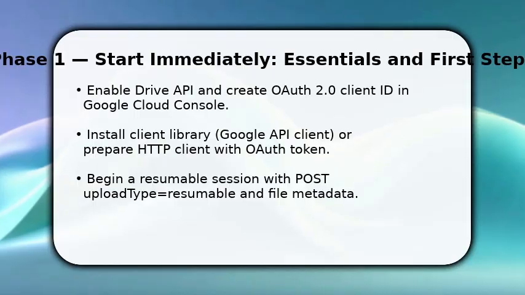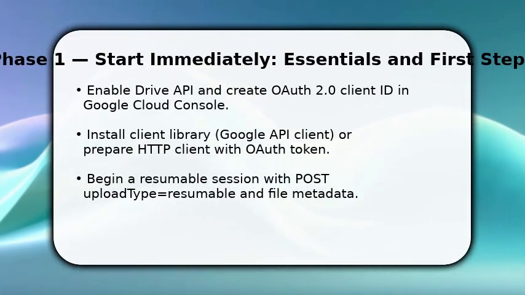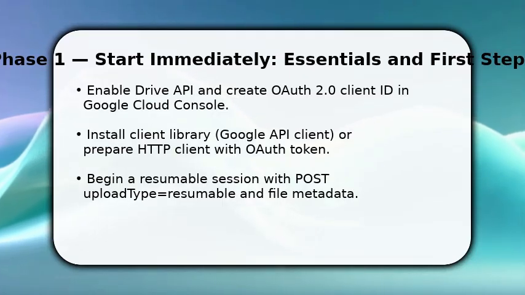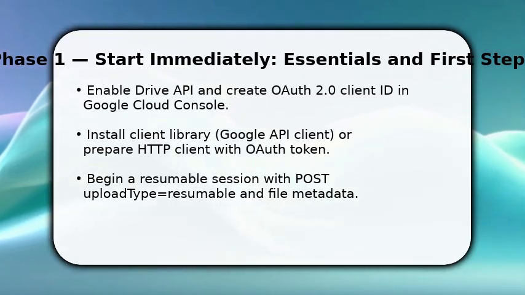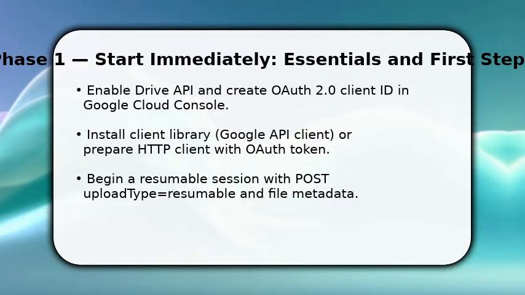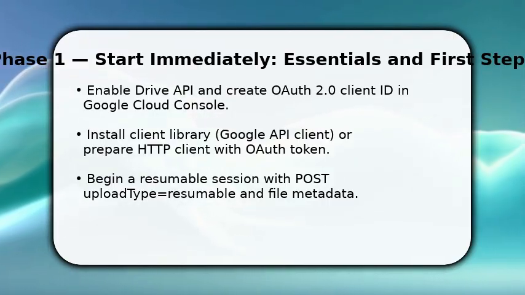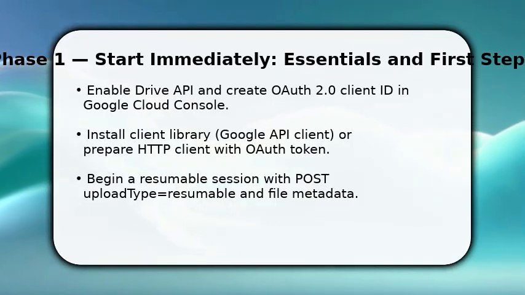Enjoy the video. You will use the resumable upload path because it's reliable for any file size and recovers from interruptions. First, enable the Drive API and create an OAuth 2.0 client ID, then grant Drive.file scope. Once done, install the official client or prepare an HTTP library.